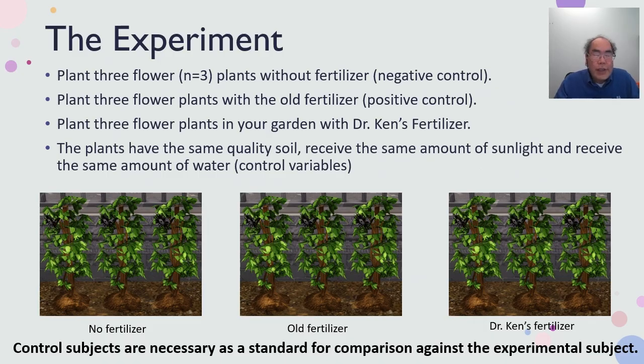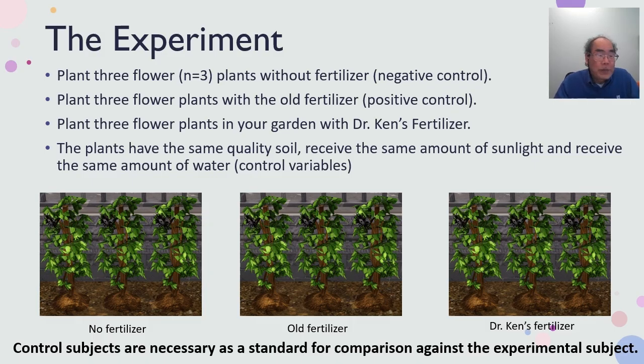Okay, so here is the experimental setup. We'll plant 3 flower plants without fertilizer. That will be our negative control. And we'll plant 3 flower plants with our old fertilizer. That's our positive control. We expect them to grow well. And then we'll plant 3 flower plants using Dr. Ken's fertilizer.